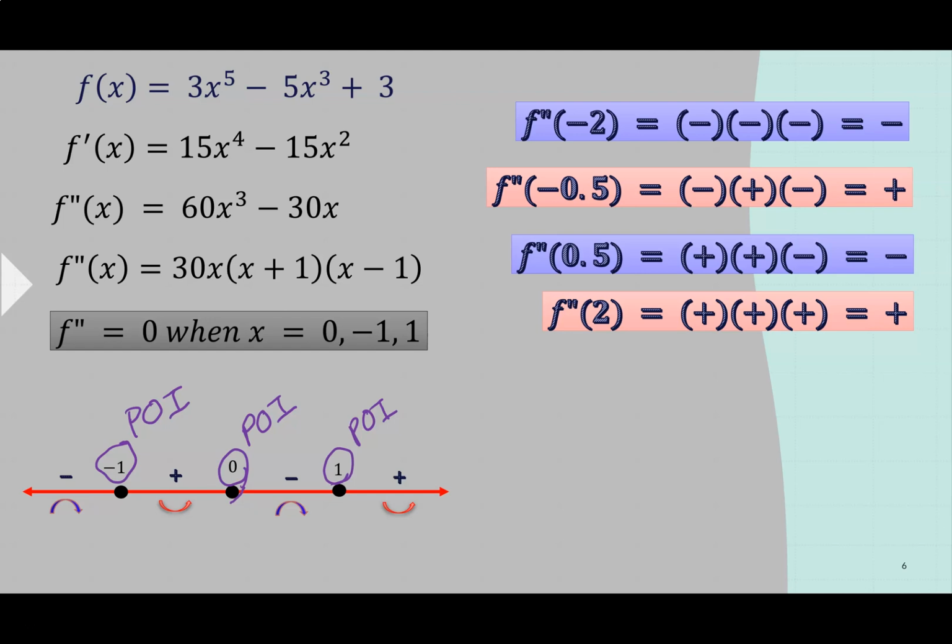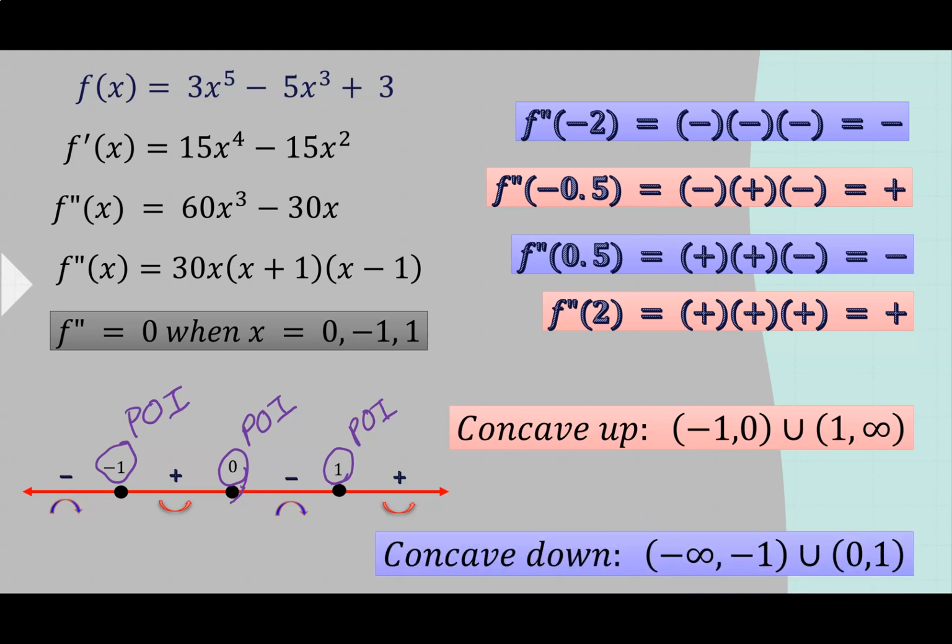So to answer the question, when is our function concaving up? It will be concaving up within the interval from negative 1 to 0 and 1 to infinity. Your function concaves down in the left and in the middle, which would be negative infinity to negative 1, and also from 0 to 1.